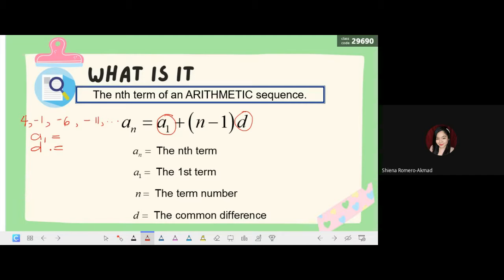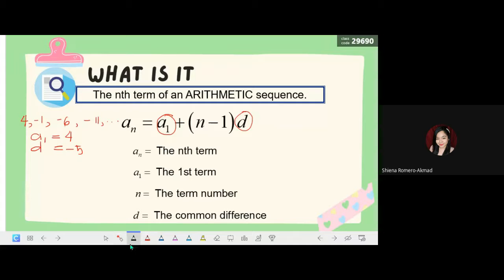Mag-minus-minus lang. Yes, Mark? Negative 5 po. Negative 5 po. Wait lang ha. Ayan. So, balikan natin. It's negative 5, correct? And what is the first term? Of course, that's 4. Substitute lang natin yan dito.